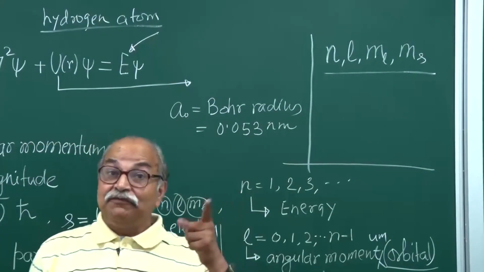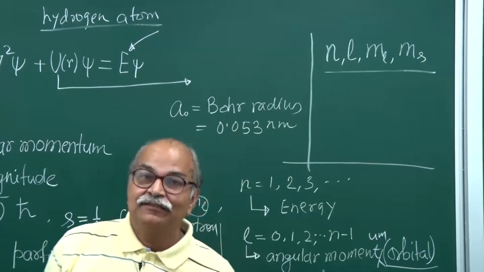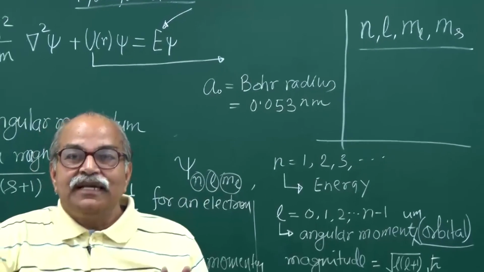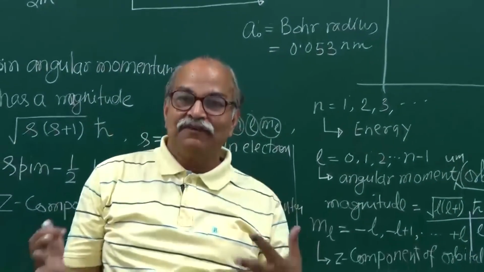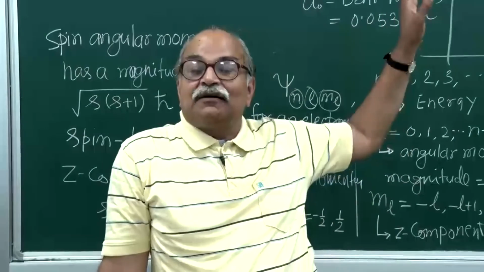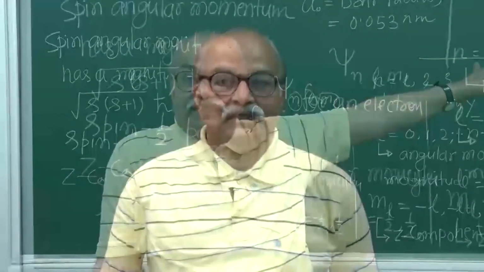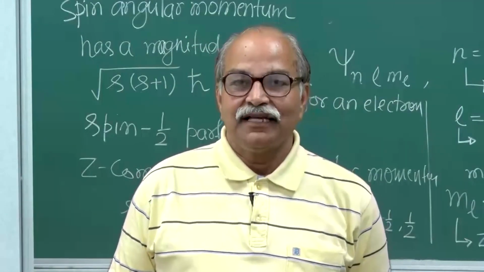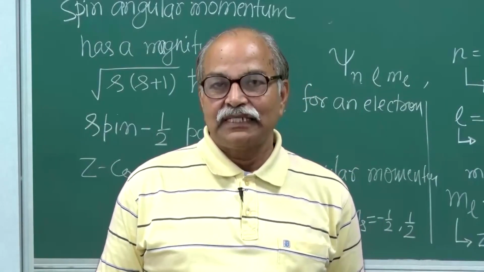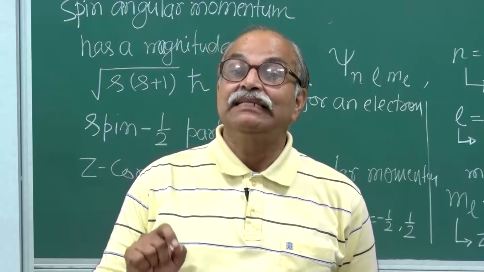And all this is for fixed energy states, stationary states. So if I give these 4 parameters, the entire behavior of the electron with that energy can be obtained from here. So I will stop here today, and in the next lecture I will be talking of what are known as quantum states.